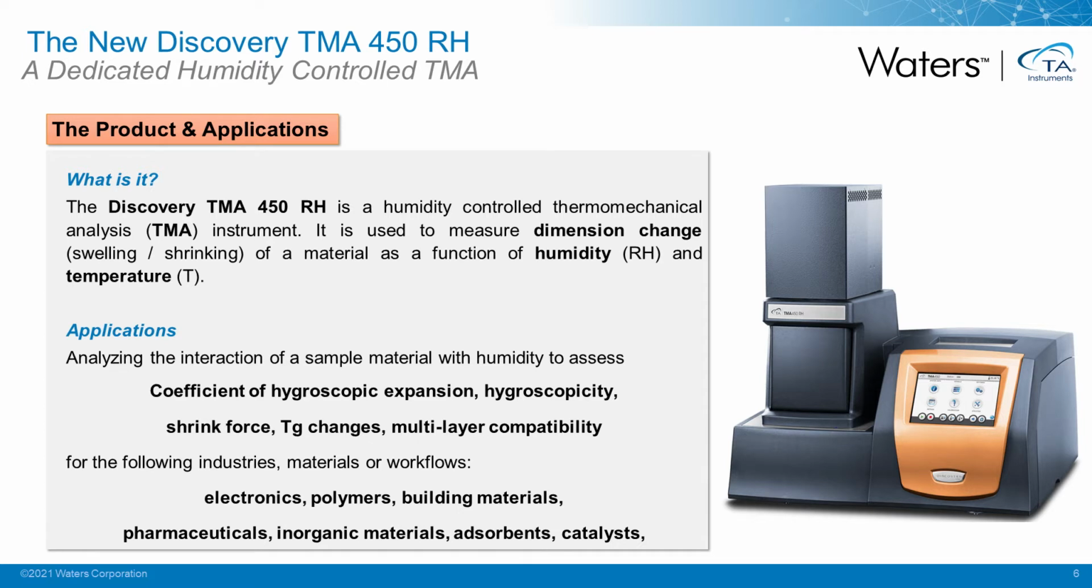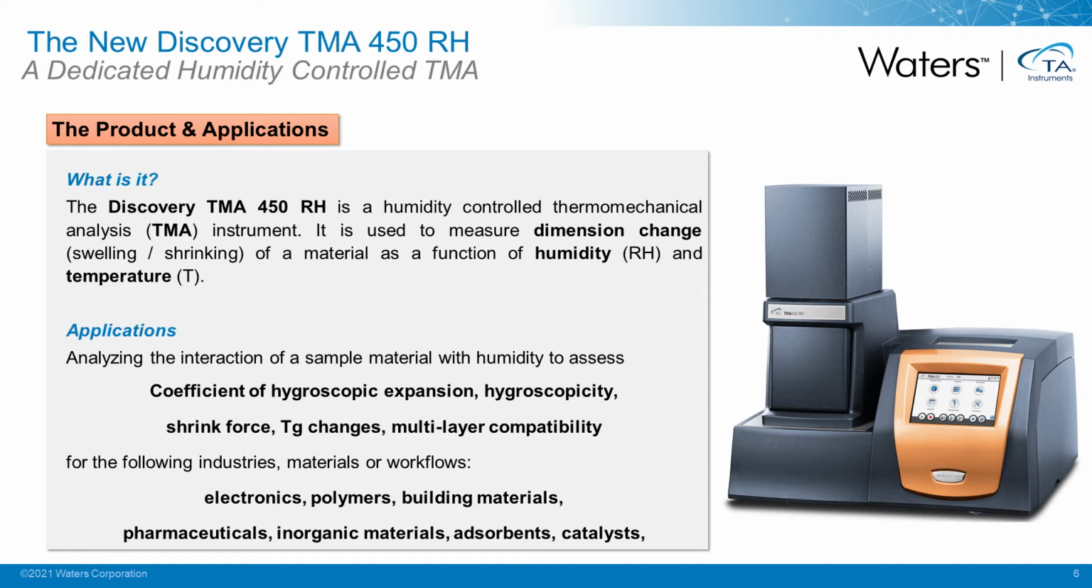The second instrument that we'd like to talk about, this is a brand new instrument now. It's the Discovery TMA 450 RH. This is a dedicated, just as the SA is a dedicated instrument for measuring weight changes versus relative humidity, this is a dedicated instrument for measuring dimension change. So it functions at its heart just like a thermomechanical analyzer, but it is dedicated to looking at changes in dimension with respect to temperature and, most importantly, relative humidity.